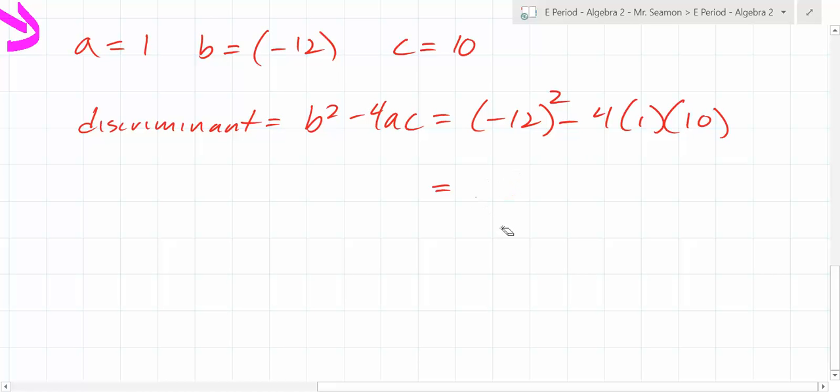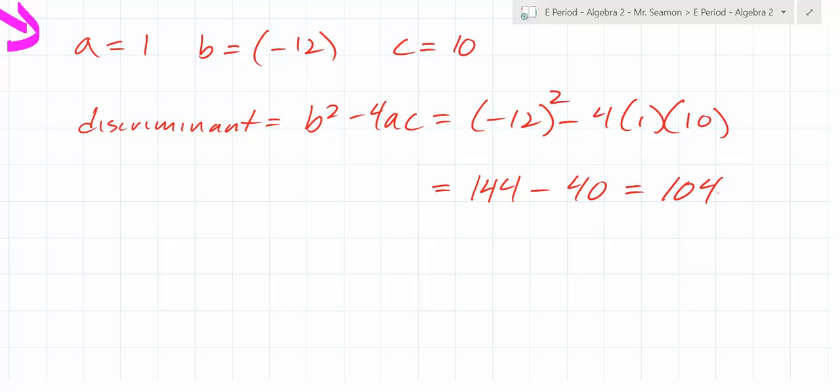Is that hugely important? Yes. 144 minus 40 is what? 104. Now, is 104 a perfect square? No. So that's a good sign, because if it was a perfect square, it probably means the original thing was nicely factorable. So when you commit to using the quadratic formula and you get a discriminant that's not a perfect square, that's a good thing, because it means it wasn't nicely factorable.